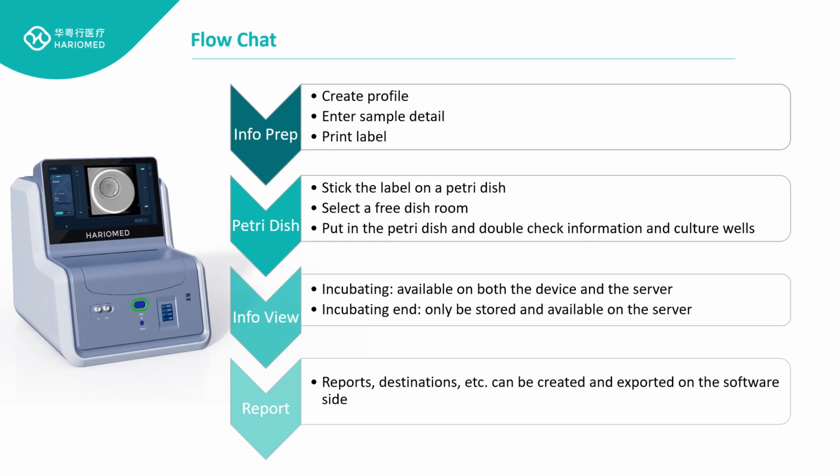So how do we use Hariomed culture time-lapse incubator for daily embryo culture? So firstly is the information preparation. Create a profile in the computer site and enter the sample detail and then print the label. And then go to the petri dish operating, stick the label on the petri dish, and then select a free dish room in the incubator, and then put the petri dish in.